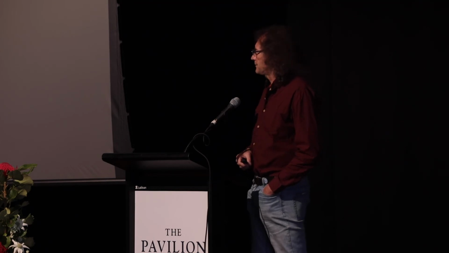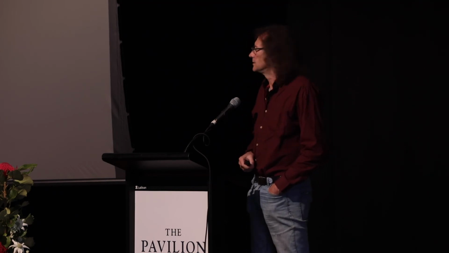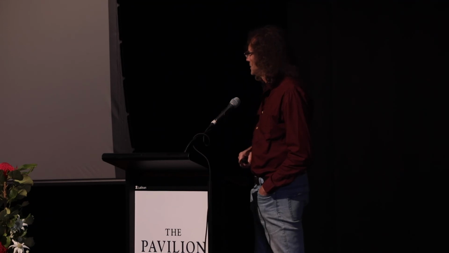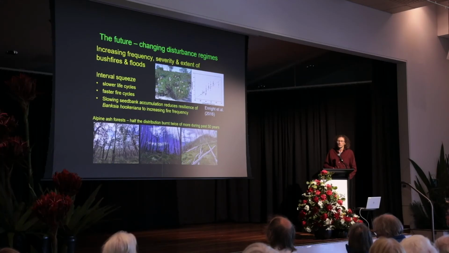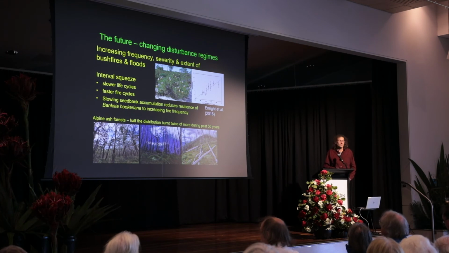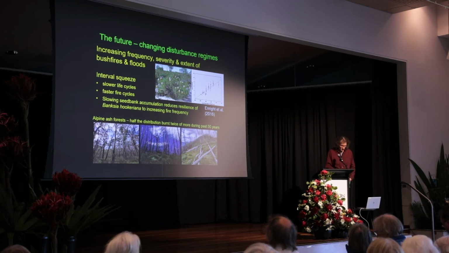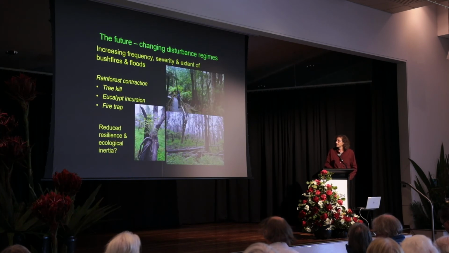And we see that kind of interval squeeze happening right across the continent in all kinds of systems, like this alpine ash that actually takes quite a long time to develop. And we've had examples where fires have recurred quite frequently over very large areas. More than half of the entire distribution of alpine ash on mainland Australia has been burnt at least twice in the last 50 years, and we're seeing those forests being utterly transformed because of that.